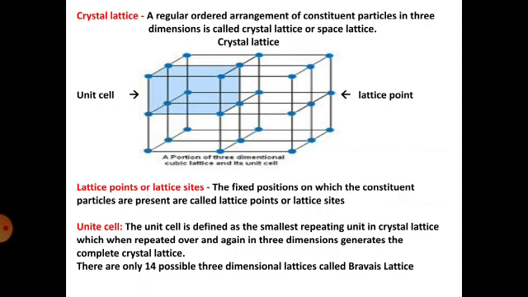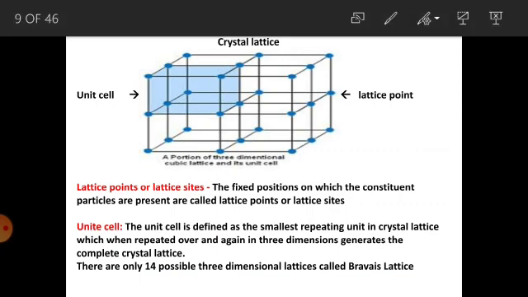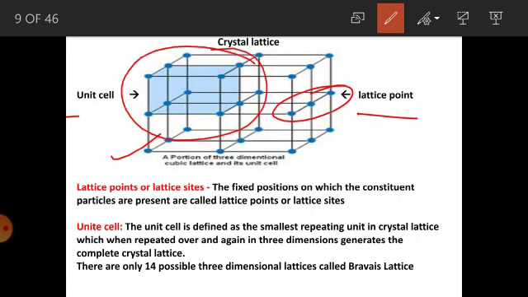In today's session, we are going to deal with the crystal lattice and the different things that are present in a crystal lattice. So let us begin this session with the definition of a crystal lattice. A regular ordered arrangement of constituent particles in three dimensions is called crystal lattice or space lattice. It is nothing but the constituent particles arranged in three dimensions, and that is called a crystal lattice. So this is the crystal lattice where the blue dots are called lattice points and this blue portion is called a unit cell.